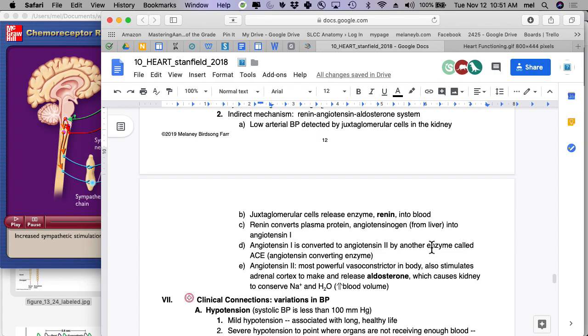Because angiotensin 2 is the most powerful vasoconstrictor in the body. Okay? So angiotensin 2 does two things. Vasoconstriction, which will help solve the original problem, correct? Yes? But it does one more thing. It also goes to the adrenal cortex and causes it to release aldosterone. Okay, short-term solution to your problem, longer-term solution to your problem.